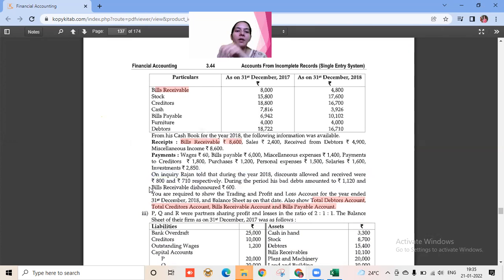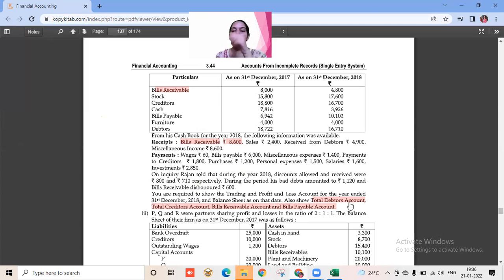Prepare trading and profit and loss account. If you feel you need to create a cash book, I don't know. Do you really need to create a cash book? No, no need, because cash book opening balance is given, closing balance is given, right? And all the cash related adjustments are given. So no need to prepare a cash book. Check if you need to create a statement of affairs and prepare trading and profit and loss account and the balance sheet.